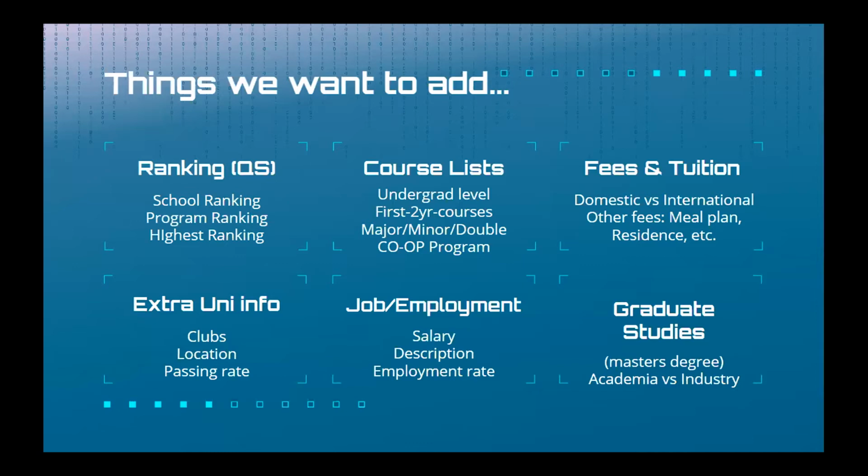First, we add a ranking, including both schools and programs ranking and its highest rank ever based on the QS. Next, we include undergrad level course list, whether the program is a major, a minor, or double degree, etc., as well as some elaboration on the co-op program. The third element is regarding the fees. We compare domestic versus international tuition and also some other fees collected from each university's website. Okay, now I will pass to Sophie to continue the rest of the 3 elements.